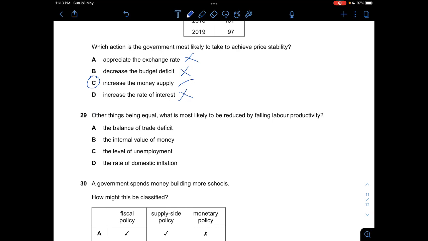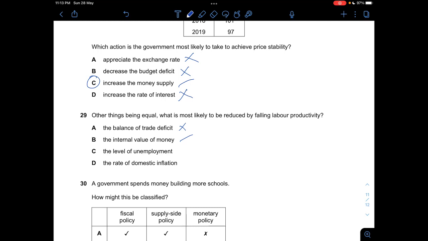Question 29. Other things being equal, what is most likely to be reduced by falling labor productivity? So A, it says a balance of trade deficit, which is not correct. B, it says the internal value of money, which is correct, because when there's falling labor productivity, your AS curve will then shift to the left, resulting in a rise in your price level, resulting in inflation. So there's a decrease in the value of money.